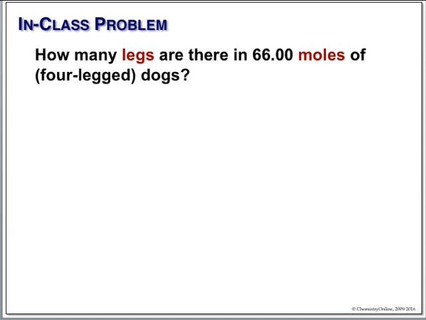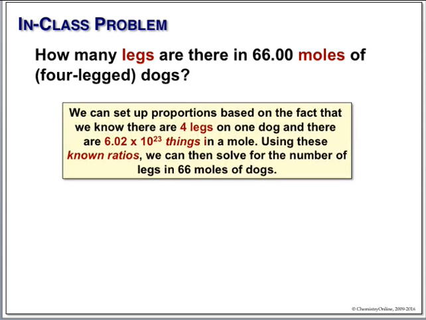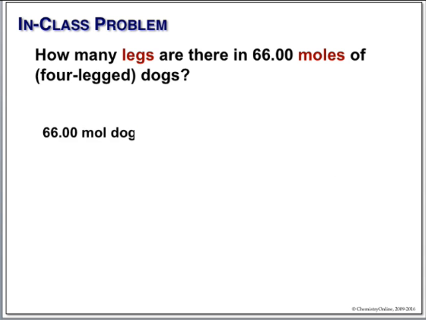Let's say I had 66 moles of 4-legged dogs. We're going to do exactly the same process, except instead of 12 things in a dozen, we're going to say there are 6.02 times 10 to the 23rd things in a mole. So we start off with our given.